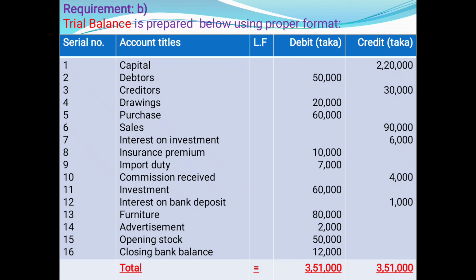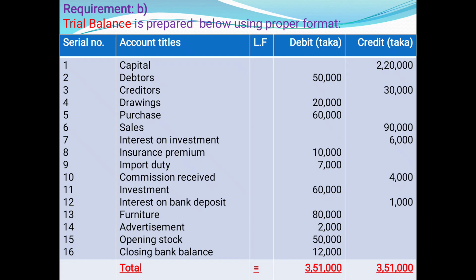Insurance premium, taka 10,000 debit for this trial balance because it is an expense. Import duty is also an expense. So in the trial balance, import duty taka 7,000 is debited. Commission received is one kind of revenue income. In this trial balance, taka 4,000 is credited for this item.